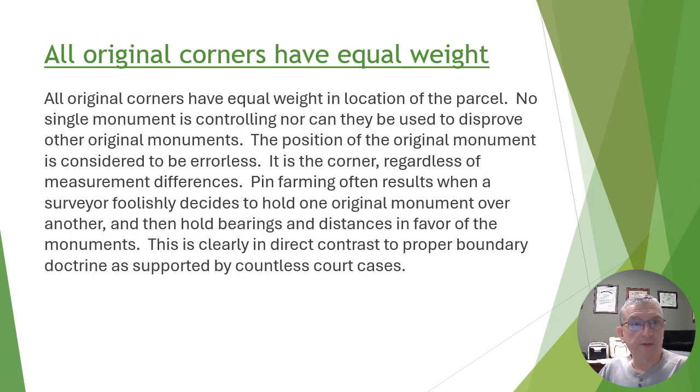Another boundary doctrine is that all original corners have equal weight. Pin farming often starts when somebody says, "Hey, I feel good about this corner, now let's put the math on the ground and draw pins 3/10 from these other corners." No, there is no way to decide which original corner is right and the other 5 are wrong. You're being a moron when you make that determination.